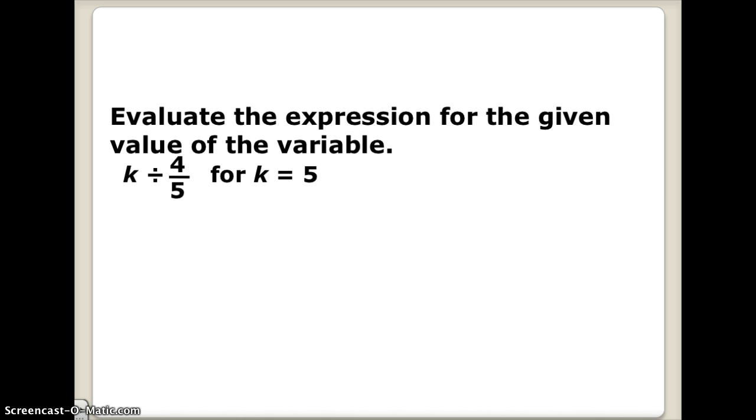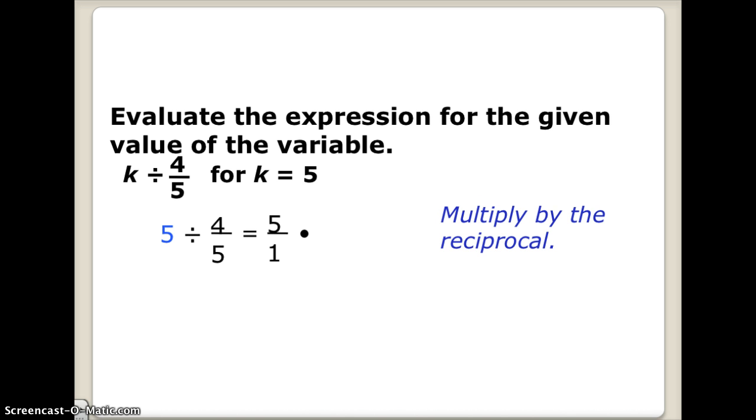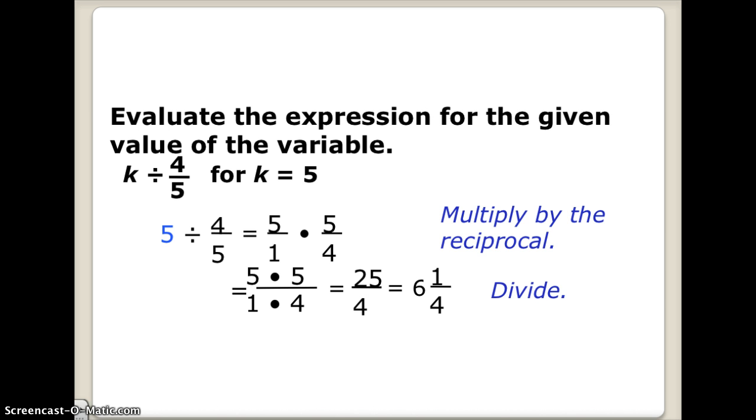Last example, evaluate the expression for the given value of the variable. So we start by substituting in for k. K divided by 4/5 for k equals 5. So we plug 5 in. 5 divided by 4/5 is the same as 5/1. We've already jumped ahead a step and taken the reciprocal of 4/5 to be 5/4, set it up as multiplication. Nothing can be simplified, so we get 25/4, which equals, if you were to separate that out into a mixed number, 6 1/4.